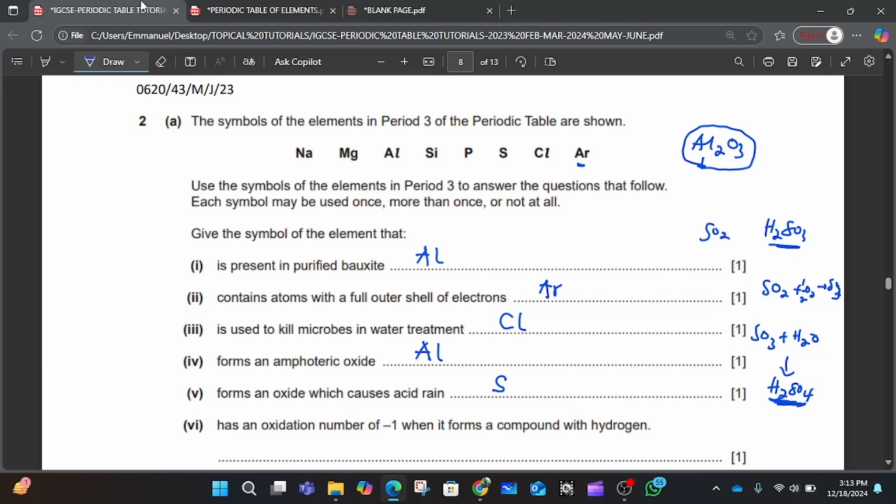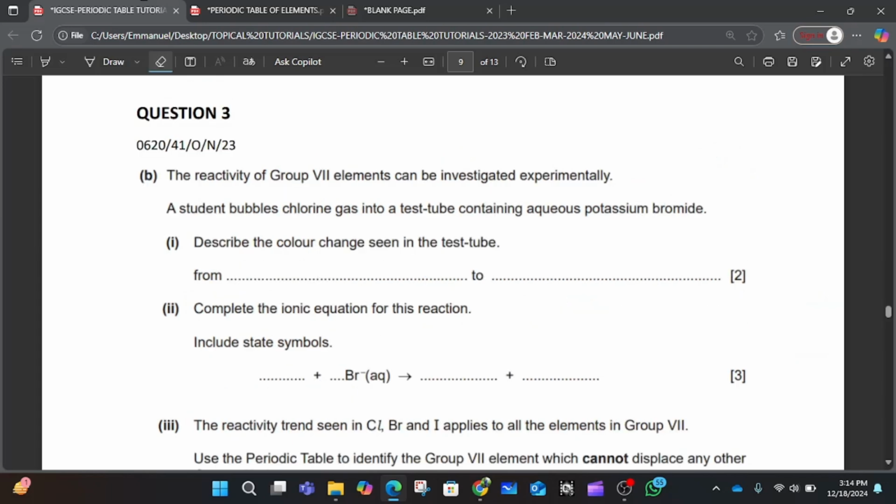VI has an oxidation number of -1 when it forms a compound with hydrogen. This has to be chlorine. So chlorine reacting with hydrogen will give you HCl. The oxidation number of hydrogen here is +1 and that of chlorine is -1. So this has to be chlorine. The next question is question 3 of October-November 2023, paper 4-1.